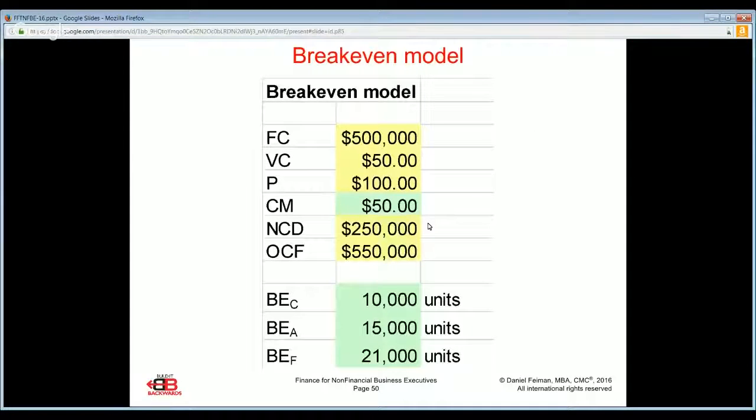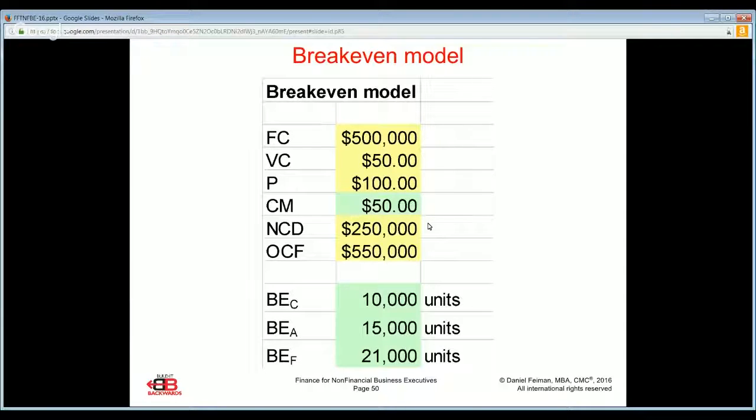So let's take a look at these actually in an Excel model. And we'll be sending you these various Excel models as we go through here and as you go through the modules. Here's a simple example. You've got 500,000 in fixed cost. The variable cost per unit is 50. The selling price is 100. Therefore, you'll calculate 50 as the contribution margin.